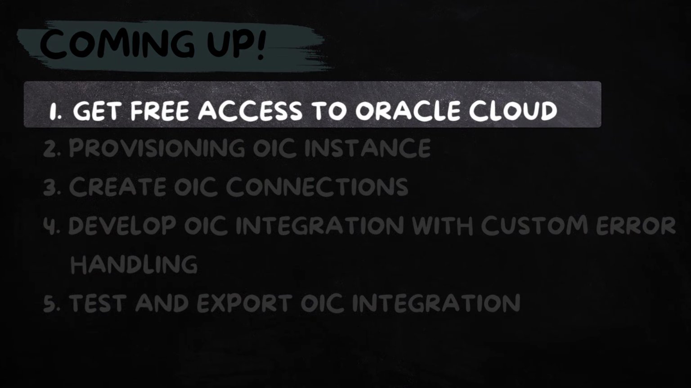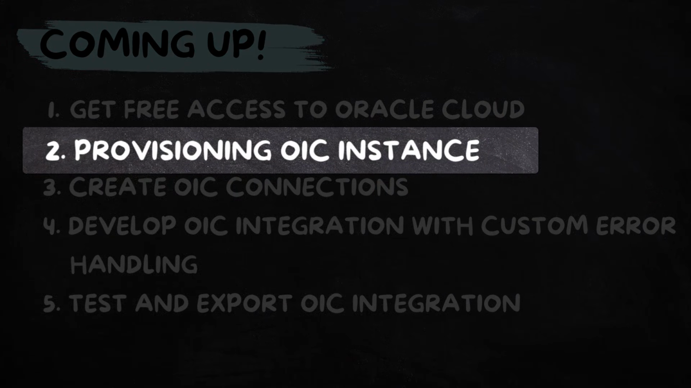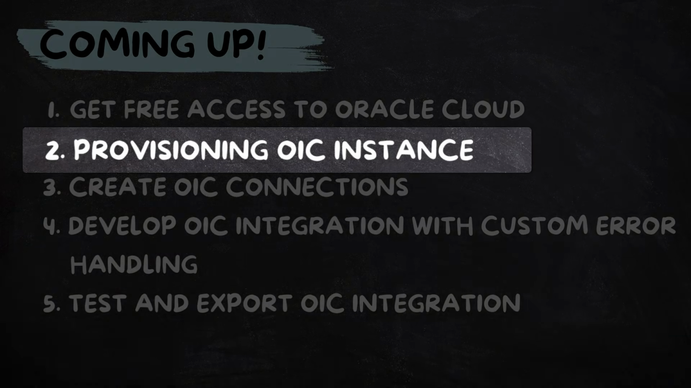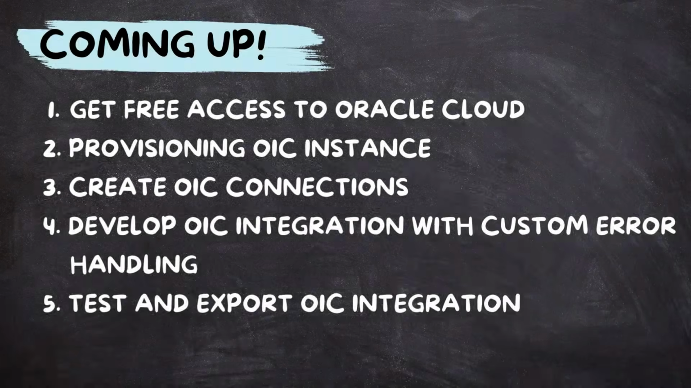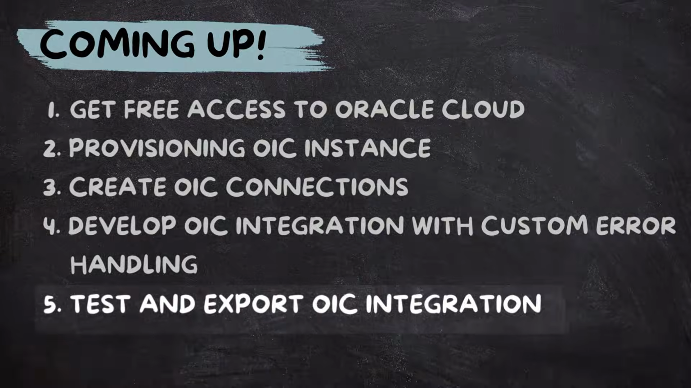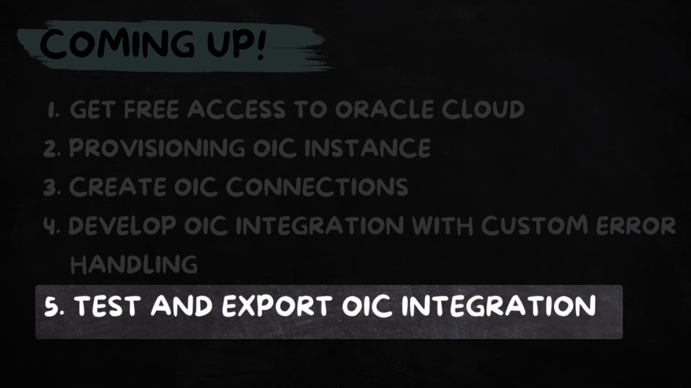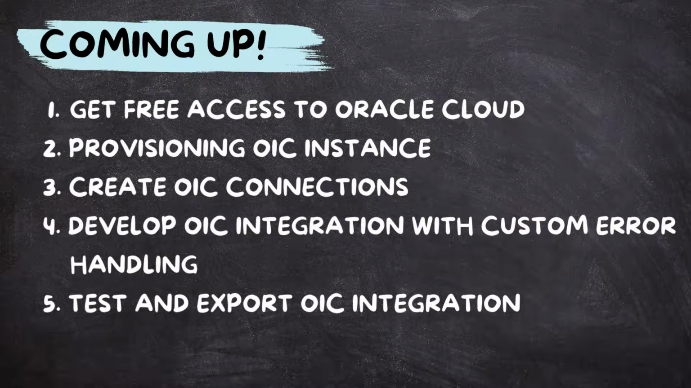First, we will sign up for a free Oracle Cloud account if you haven't done it before. Next, we will set up OIC instance on Oracle Cloud. After that, we will create connections in OIC to link ServiceNow and Oracle Fusion applications. Then we will develop OIC integration from scratch with custom error handling. And finally, we will test our integration and export it. Let's tackle these steps one by one.